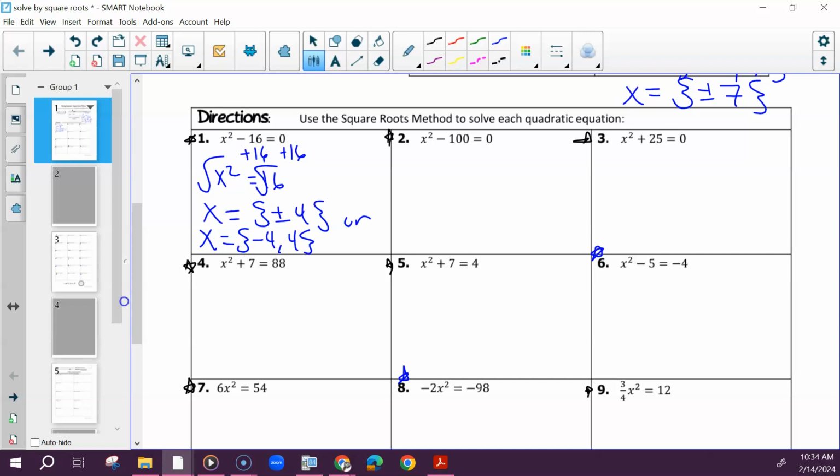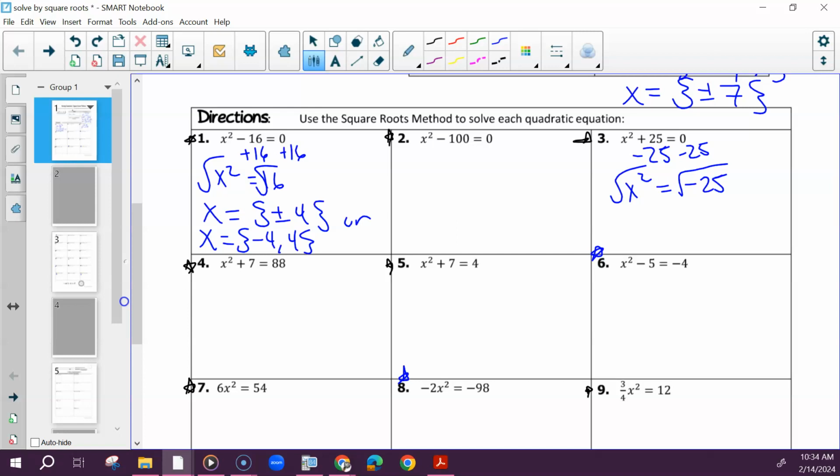How would I isolate the x squared there? Now, when we take the square root of both sides here, go ahead and do that. Tell me what happens. Make sure it's negative 25, not positive 25.